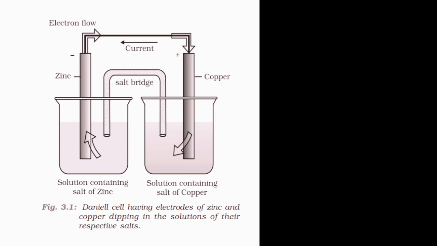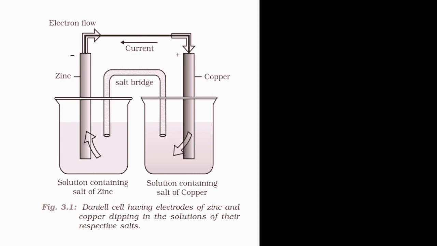A cell consists of two half cells. In one half cell, oxidation takes place, and it is called the oxidation electrode. In the other, reduction takes place, and it is called the reduction electrode. For example, see here E0.